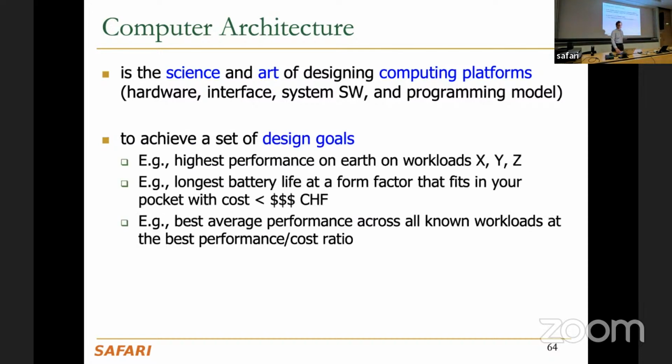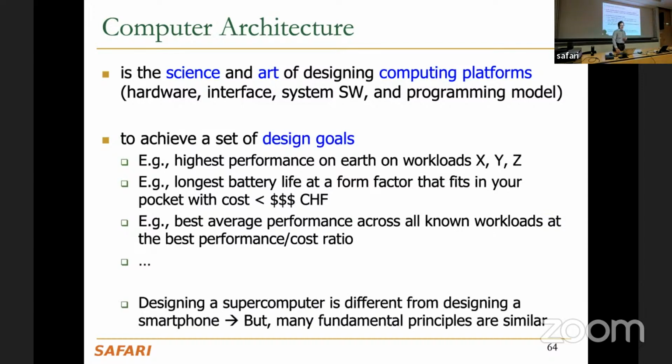And we always try to achieve a set of design goals. This could be highest performance on Earth on workloads XYZ. This is like a supercomputer, right? And today people are building a lot of machine learning supercomputers to accelerate machine learning. It used to be some other workloads, more scientific workloads. But this is a very restricted domain, and you want to get the highest performance in it. Or it could be a mobile computer or a smartphone where you want to get the longest battery life at a form factor that fits in your pocket at some cost budget.